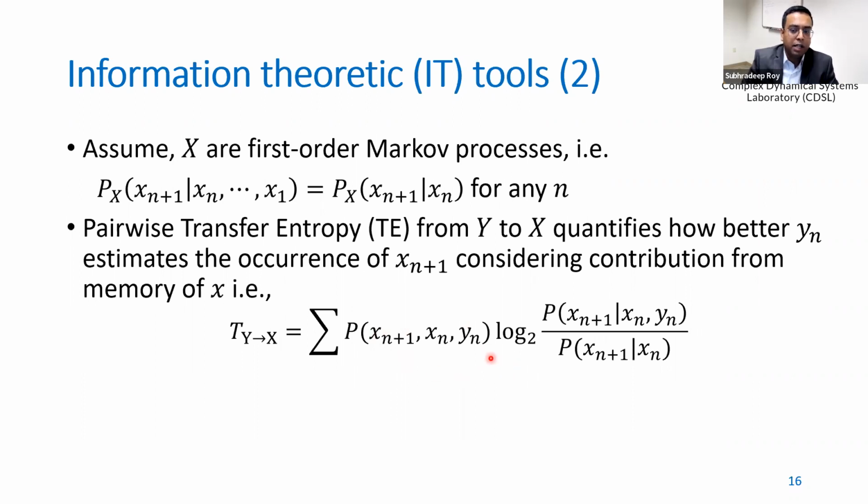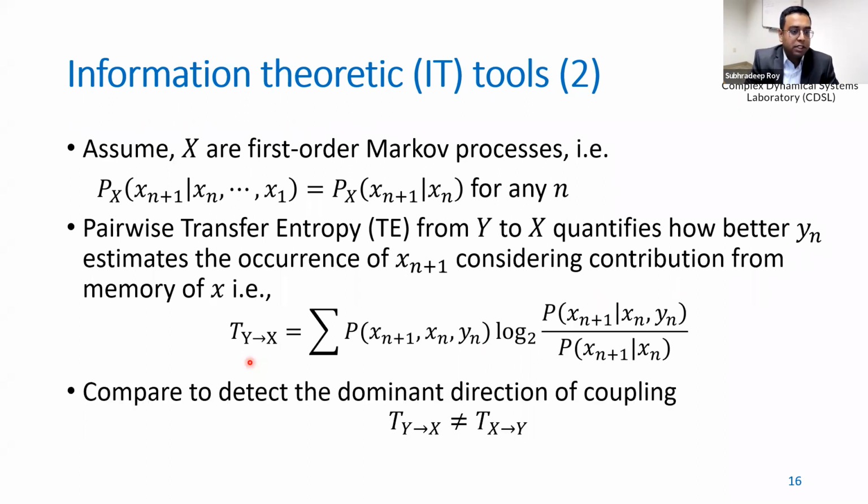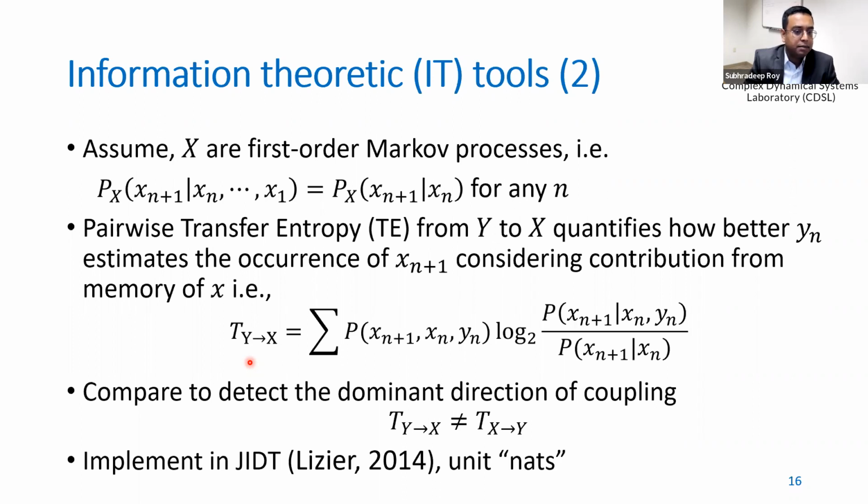We look into how much the current state of y can provide any better estimate of the future occurrence of x. If y does not provide any better estimate of the future x, then the numerator and the denominator are exactly the same, so you have log of 1, which goes to 0. Transfer entropy from y to x is 0, meaning y does not influence x. So given two time series processes, we can compute these two quantities in either direction and then compare them to find the dominant direction of coupling. Again, the unit of transfer entropy will be nats, because we'll be implementing this in the JIDT toolkit developed by Lizier.